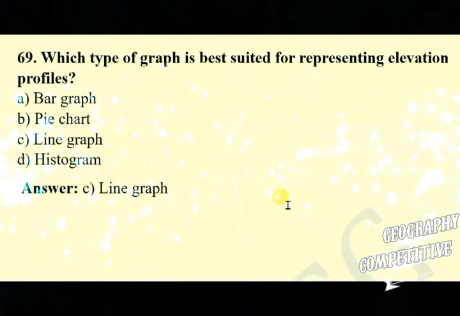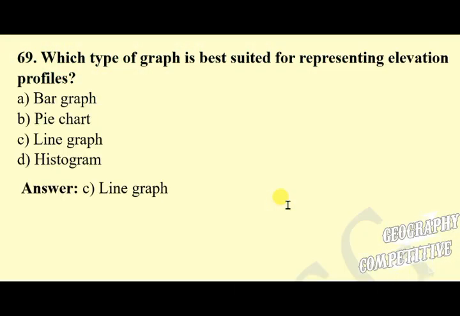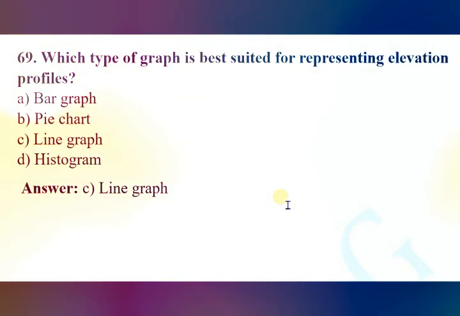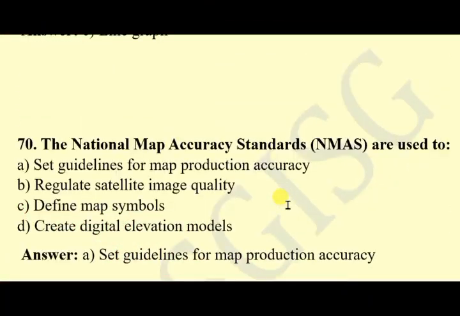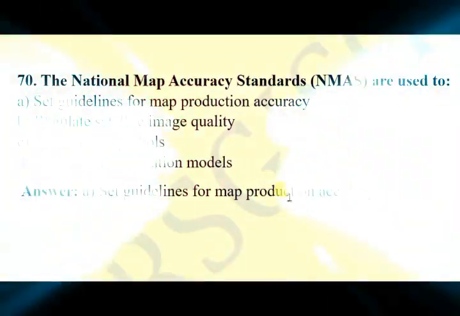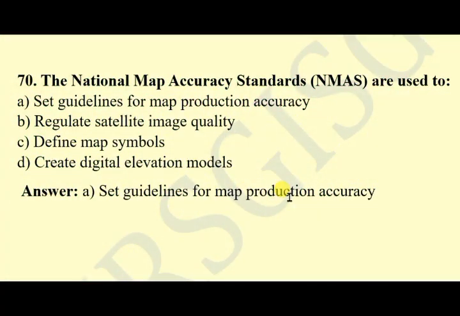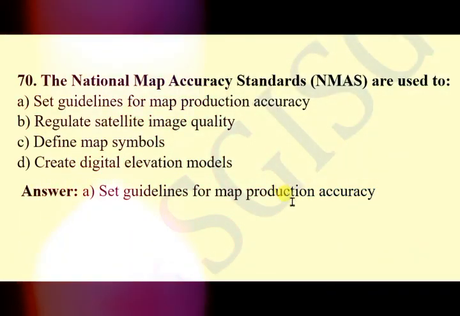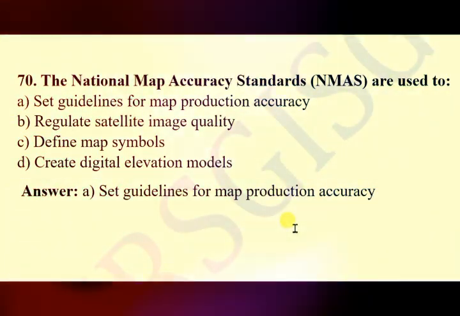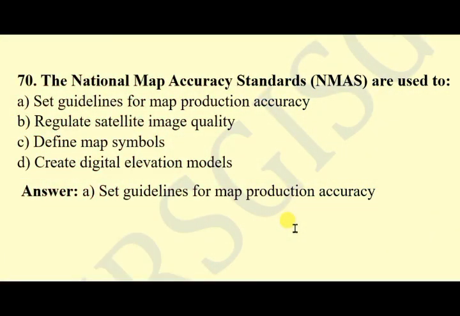Question number 69. Which type of graph is best suited for representing elevation profiles? Bar graph, pie graph, line graph, histogram. The right answer will be line graph. Question number 70. The National Map Accuracy Standards (NMAS) are used to set guidelines for map production accuracy, regulate satellite image quality, define map symbols, create digital elevation models. So the right answer will be set guidelines for map production accuracy.